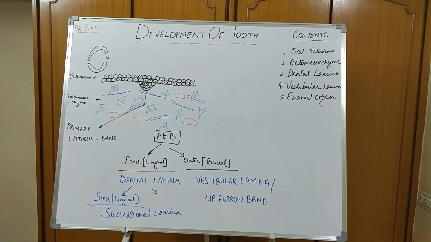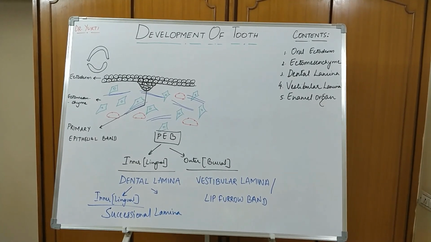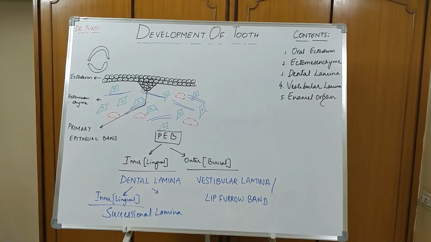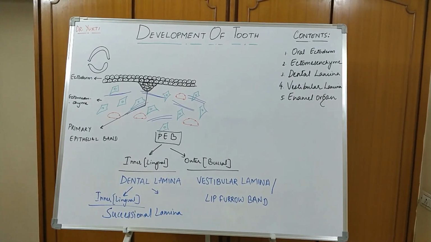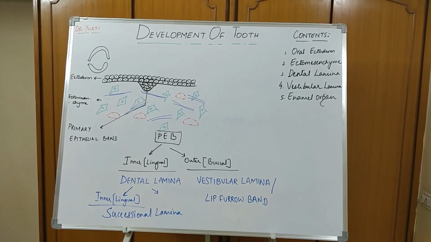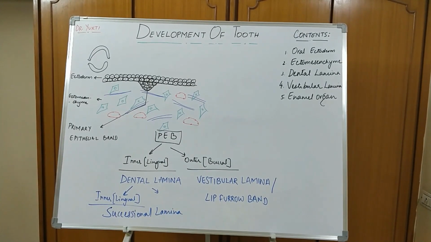One important thing to remember here. Okay, let me ask you a question. Are all the permanent teeth successors of primary teeth? The answer is no. Why? Because use your logic. How many primary teeth are present? 20. How many permanent teeth are present? 32. So there are extra 12 teeth which have to come not from the primary teeth but somewhere else, right? So the successional lamina gives rise to only the 20 successors.